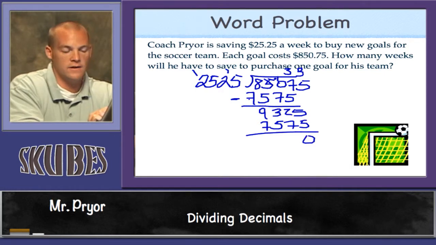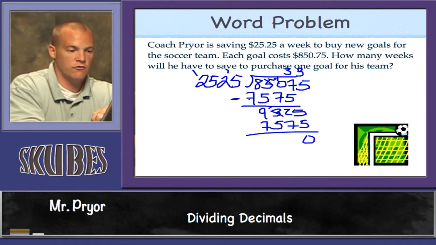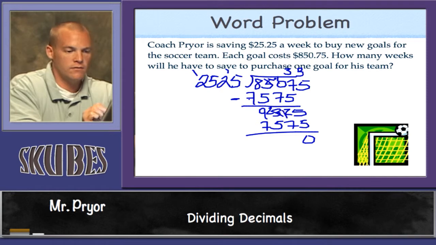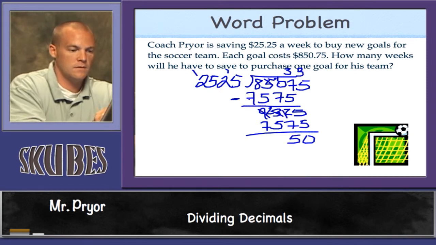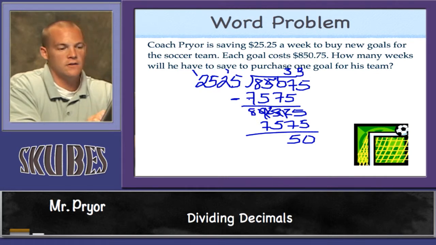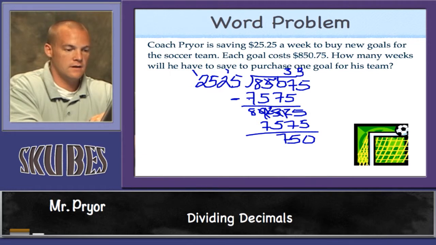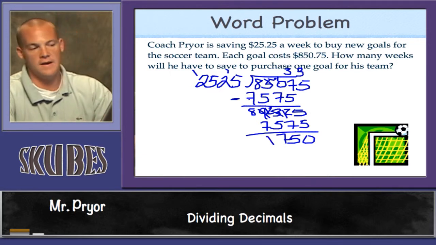We're going to need to borrow at 2 minus 7, which would make that 3 a 2. 12 minus 7 gives us 5. We're going to need to borrow for the 2, which makes that an 8. 12 minus 5 is 7. And we get 1,750 as our remainder.